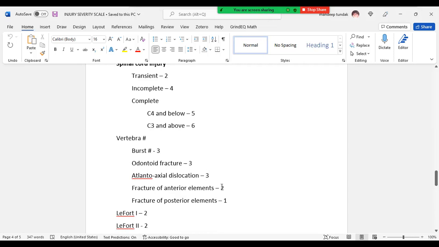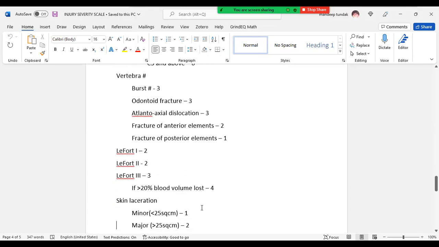For fracture of the anterior element, like we have for the vertebral body, we have anterior element and posterior element. So again, if injury is there in the body part from the anterior element, then 2. And if it's the posterior element, like a spinous process injury or the lamina is injured, then the fracture is given a score of 1. Coming to facial fractures, Le Fort 1 is given a score of 2, Le Fort 2 is given a score of 2, and Le Fort 3 is given a score of 3.